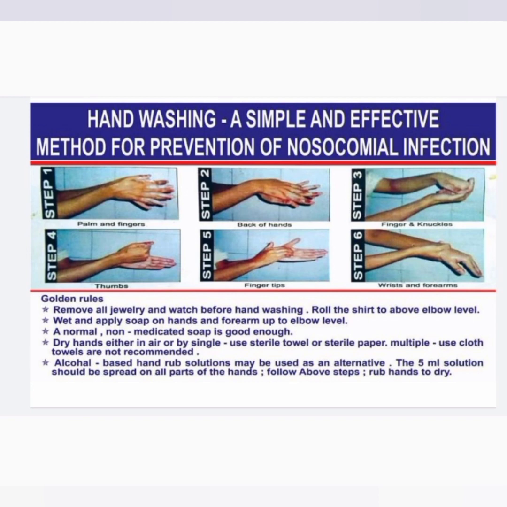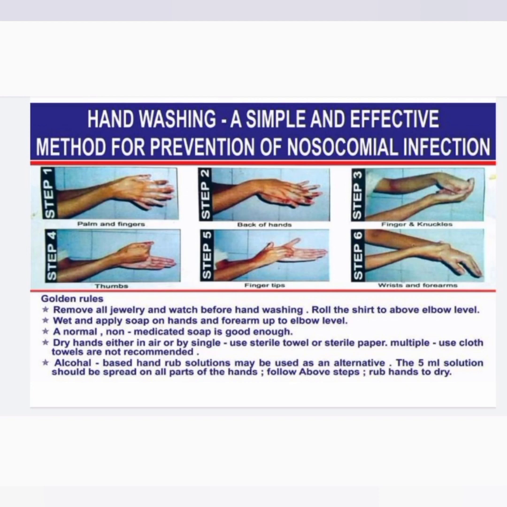Golden rules you should remember while hand washing: remove all the jewelry and watch before hand washing. Roll the shirt to above elbow level. Secondly, wet and apply soap on hands and forearm up to elbow level. Thirdly, a normal non-medicated soap is good enough, or you can use hand rub or Savlon solution or Dettol solution.